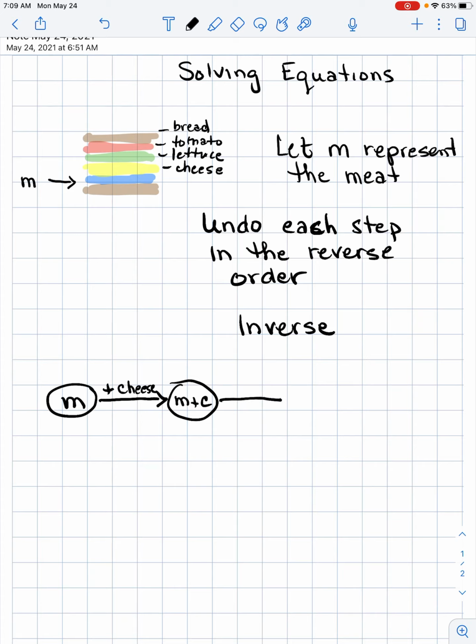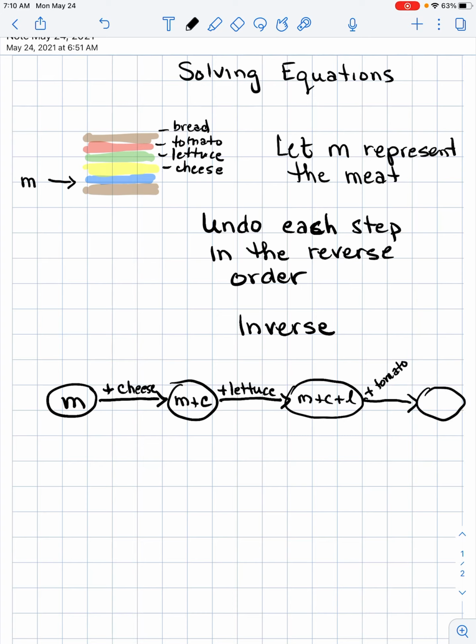Okay, and then what are we doing? We're adding the lettuce. Okay, and then we have meat plus cheese plus lettuce. And then if I continue, I have plus tomato.